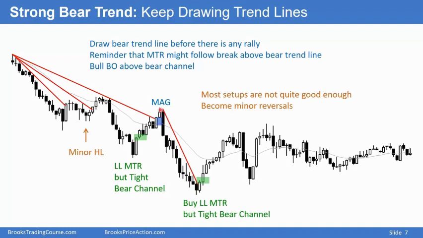You can start the process over again and draw a new bear trend line and look at this as the break above that bear trend line. We have a series of gap bars here. Next reversal down probably will result in another major trend reversal attempt. And it did, and you'd buy that.